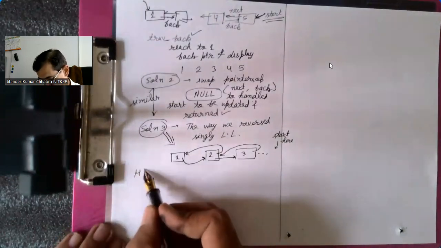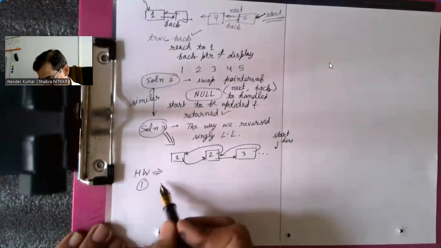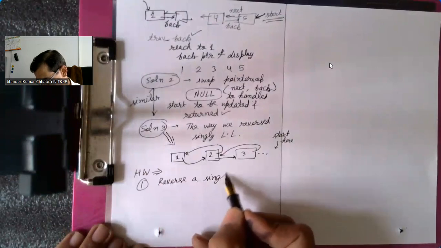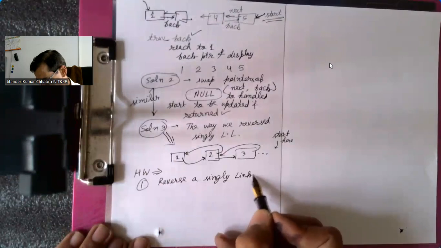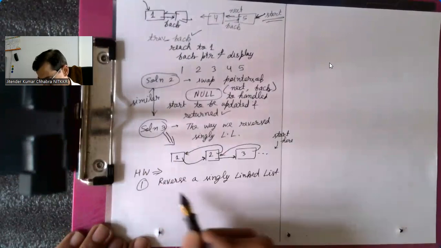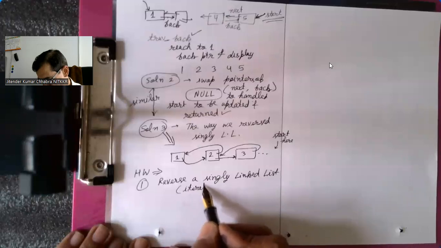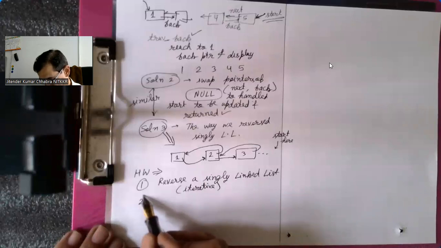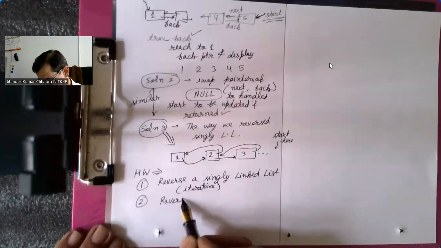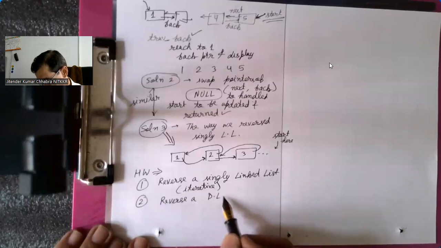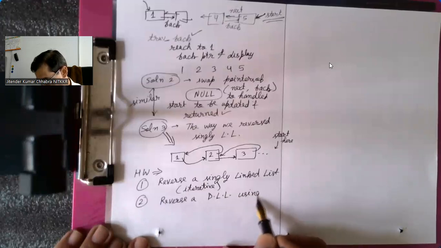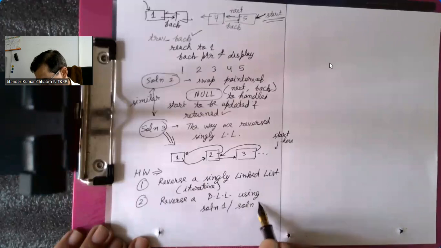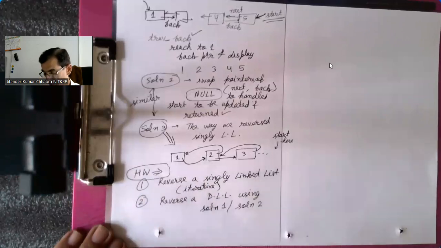So homework for today. First, reverse a singly linked list. Of course, it is an iterative logic. Why am I writing iterative? Because after this discussion, we will talk of the recursive solution also. And then reverse a doubly linked list using any one solution. Using solution 1 or solution 2 or both, if you can try, that will be best. But at least one you must do.